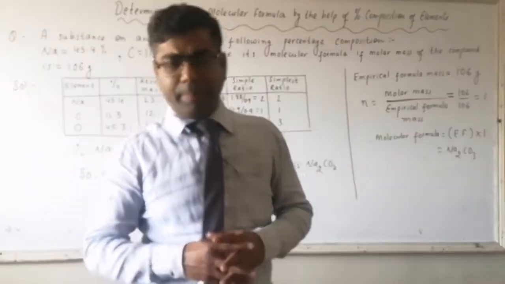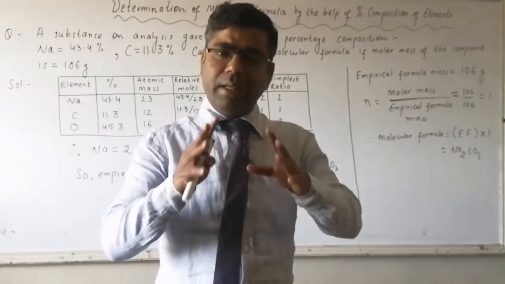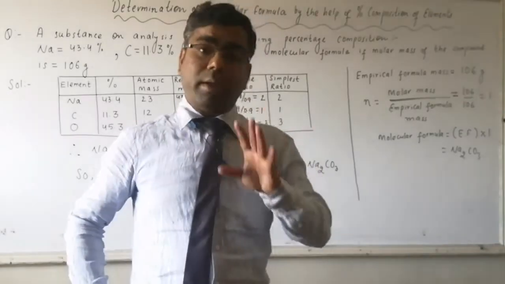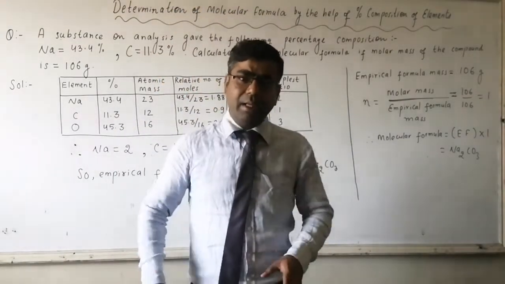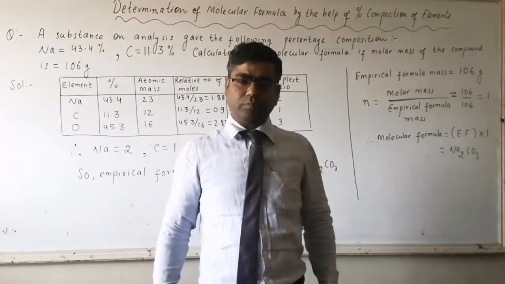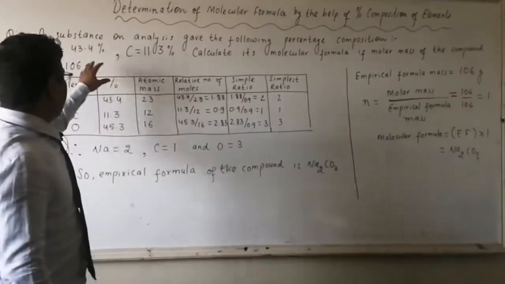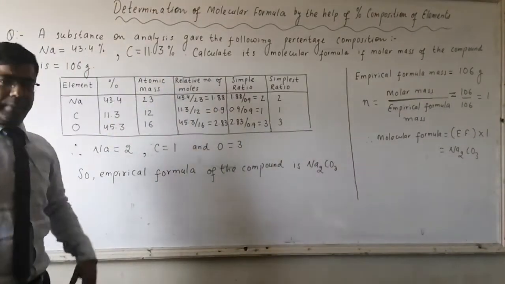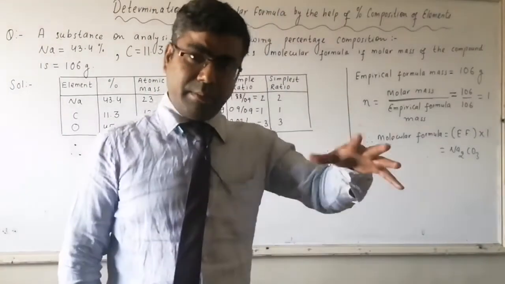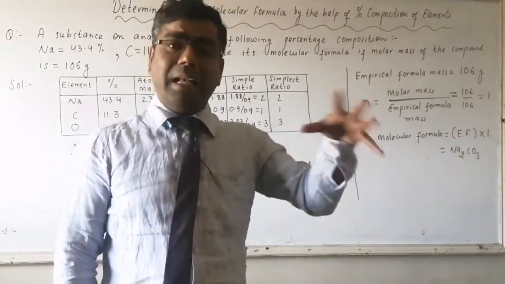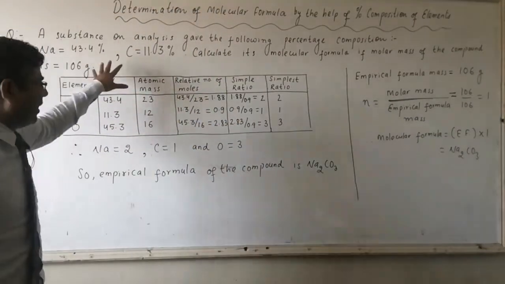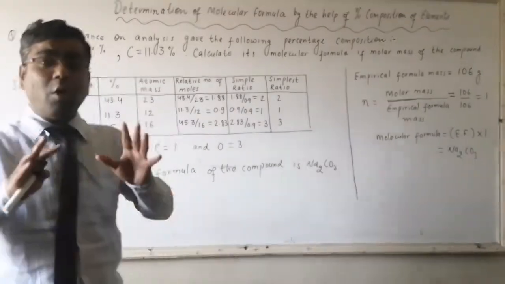Add the percentages for the provided elements. If you are getting 100, then it's okay. If you are not getting 100, then the remaining percentage will be of the oxygen atom. So here 43.4 plus 11.3 when added will not give you 100%. It means some other element is also there, and that element is oxygen. So 100 minus this percentage will give you the percentage for the oxygen atom.